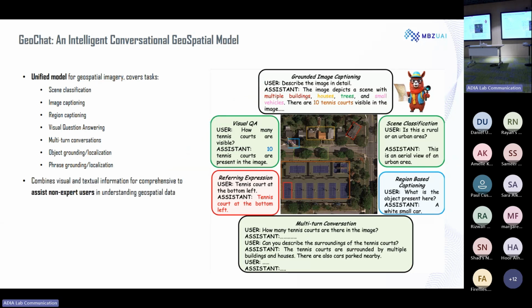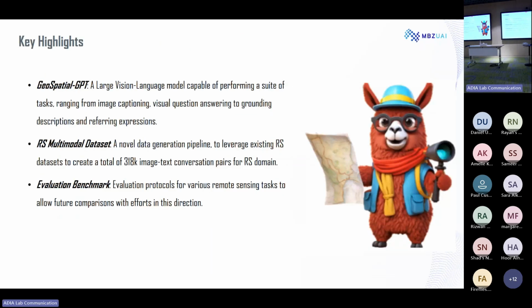So the general goal is to make this earth observation capability open for generic and non-expert users. These are some key highlights. We proposed a large vision and language model that can perform a suite of tasks ranging from image captioning, region captioning, and visual question answering to more complex tasks like grounding and referring expression. To train GeoChat, we do not have an already publicly available dataset. So we designed a specific dataset generation pipeline that utilizes already available datasets in the remote sensing domain, and then we generate these image-text conversation pairs. And we also propose a benchmark.